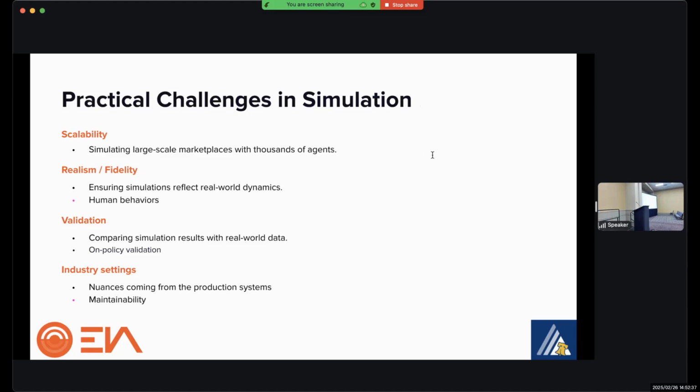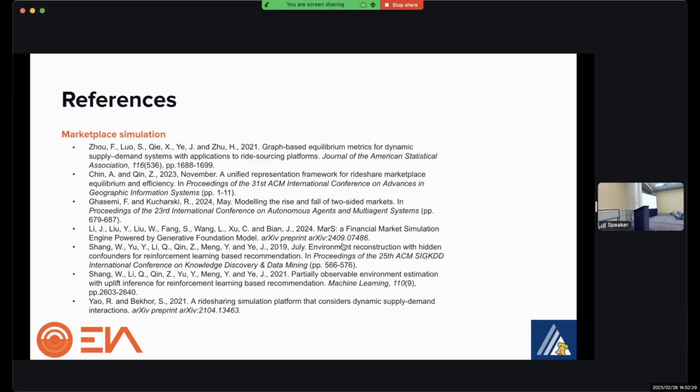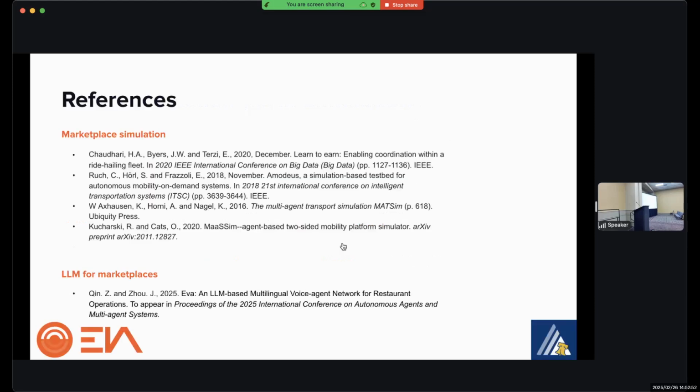So that pretty much concludes this part, as well as concluding the entire tutorial for decision intelligence for two-sided marketplaces. There are again a set of references that you can look into if you are interested.